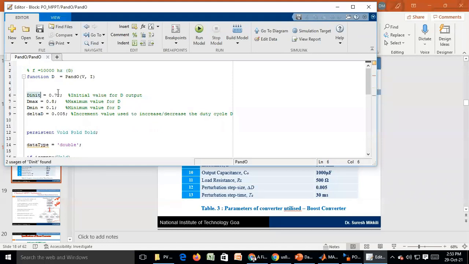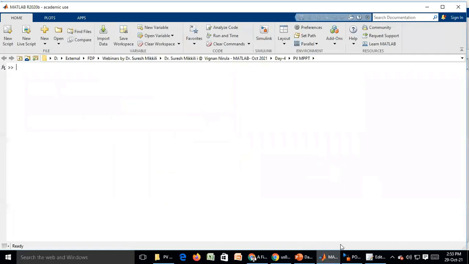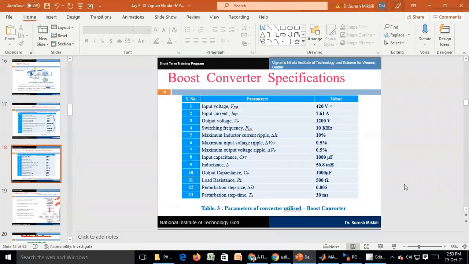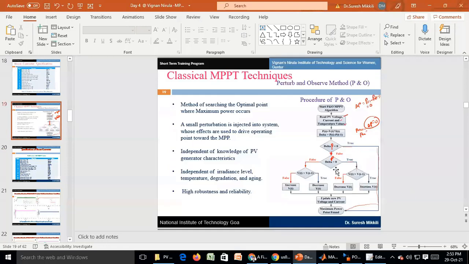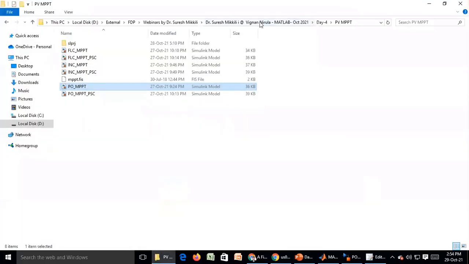Then the initialization of the duty cycle. Initially it is 0.72. The duty cycle maximum value is 0.8, the minimum value is 0.1. And delta P is, suppose any change is there, if I want to increase one step up or one step down.